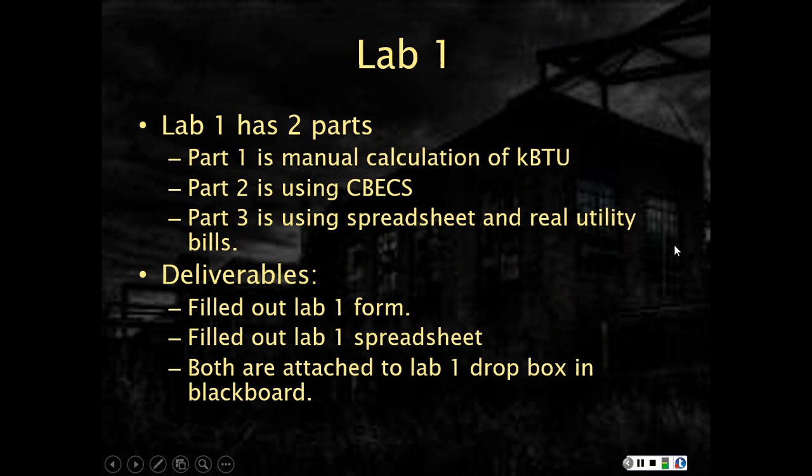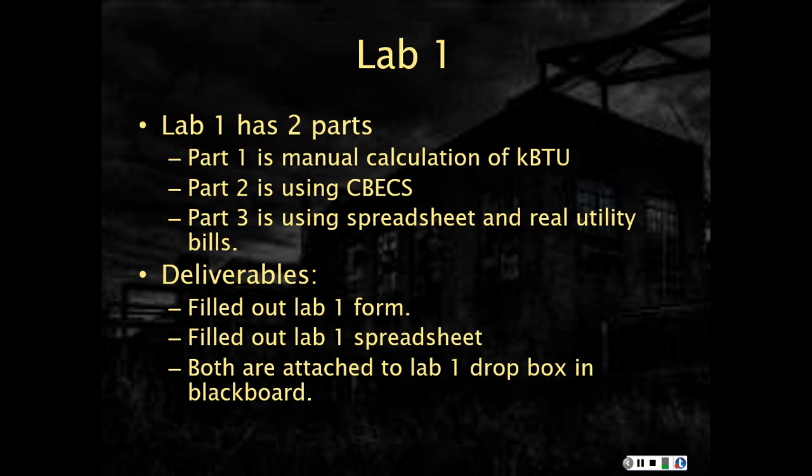Now, Lab 1 actually has 3 parts. It says 2 parts, really 3 parts. Part 1 is a manual calculation of kBtus. It's part of a form. Part 2 is using the Commercial Building Energy Consumption Survey. You'll be answering some questions, also part of the form. And Part 3 is using the spreadsheet that's also part of the attachment and real utility bills that you have available, and letting the spreadsheet calculate an EUI.